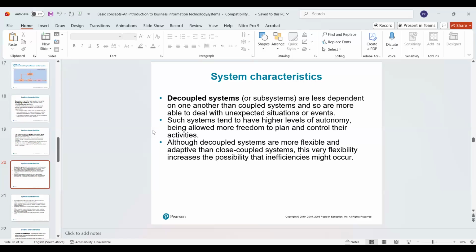So although decoupled systems are more flexible and adaptive than closely coupled systems, look at the challenge. This very flexibility increases the possibility that inefficiencies might occur. So sometimes you produce and nobody is buying.